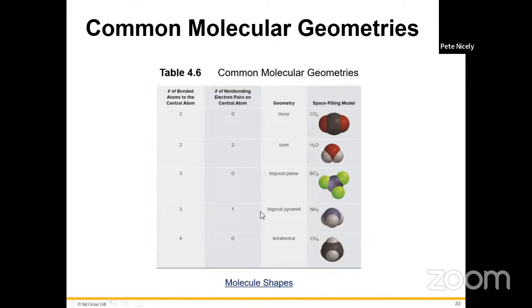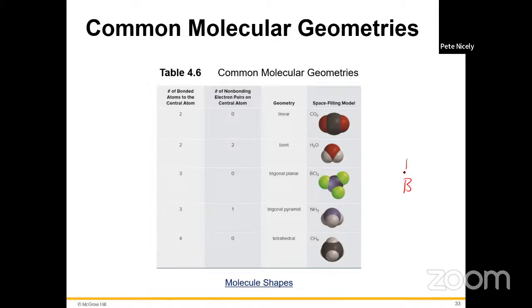So let me try to explain what's happening here. If you have a central atom with no lone pairs, and you have two atoms bonded to the central atom, then the shape of the molecule will be linear, as you can see here. If you have one lone pair of electrons here on the central atom and two bonds, then it would have a bent shape, as you can see in the case of water. If you have three atoms bonded to the central atom and no lone pairs, then the shape would be trigonal planar.